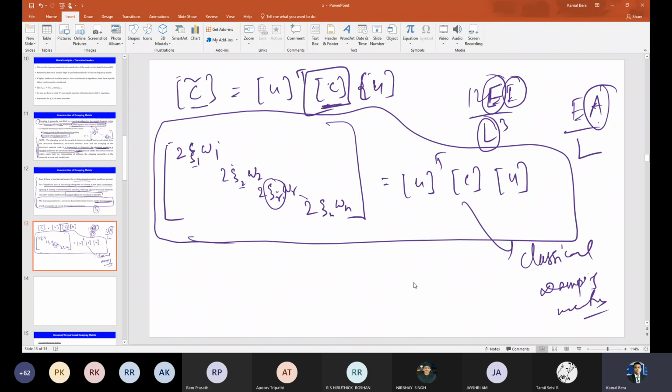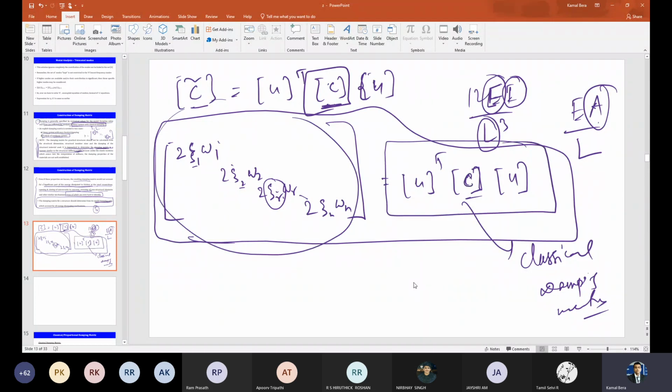Now, what comes to your mind first? What should be the structure of C such that U transpose C U becomes diagonal? Forget about the rest; I'm just asking, what could be the structure of C so that U transpose C U becomes diagonal? What first thing comes to your mind? Which thing can you utilize to construct this C matrix so that when I do the transformation U transpose C U, it becomes diagonal?